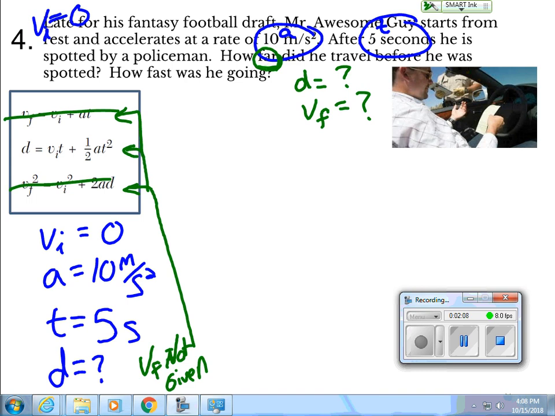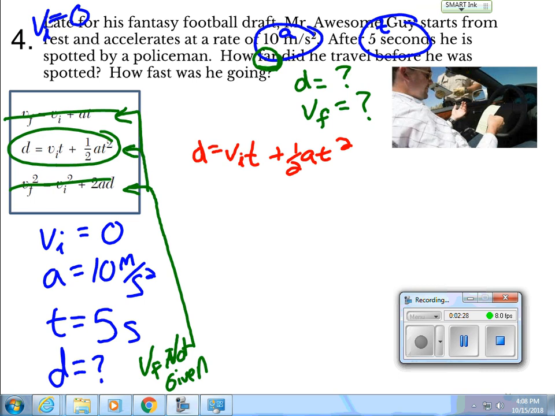So we're going to look at the final equation. The final equation says D is equal to V initial T plus 1/2 AT squared. Alright, well notice that we can start to eliminate some stuff right away, but just to be very clear, I'm going to substitute in values. So my distance I traveled, I do not know. Leave that as a D. My V initial is 0. I multiply it by a time. 0 times time is 0.